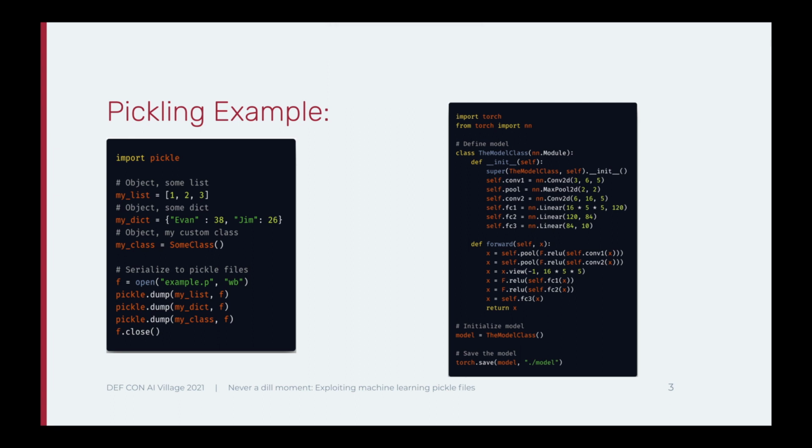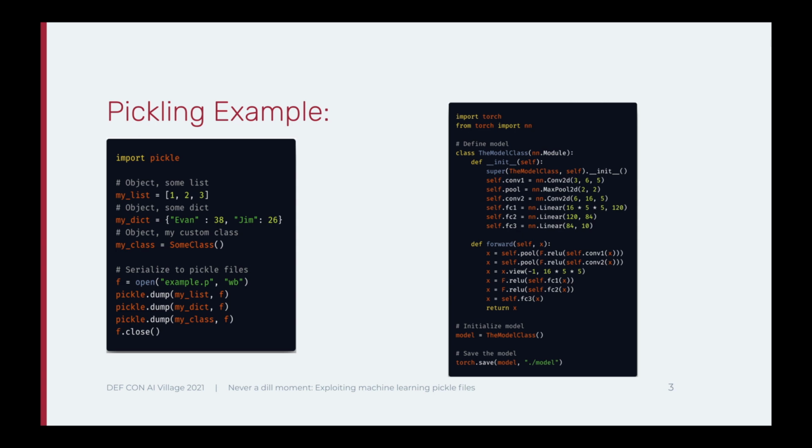Pickling is one of the most popular ways to serialize and deserialize data in Python. A major reason why pickling is so popular is because it is shipped with Python. On the left is an example of how you would pickle objects. Here you can see that I create a list, a dict, and an instance of a custom class and serialize them to the pickle file example.p. Simply import the pickle module and you can serialize whatever Python object you want to a file. Wonderful. On the right is an example of saving a model in Pytorch.